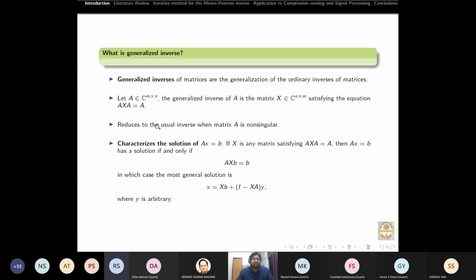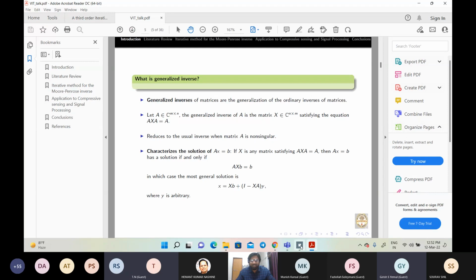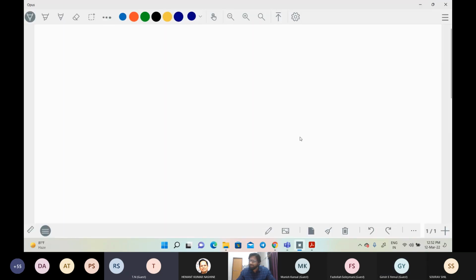Now, why do I say this? It is generalizing the ordinary inverse. Because if you ask me what is the generalized inverse of a matrix which is non-singular, then what do you think? What will be the generalized inverse of a non-singular matrix? What's your opinion? If I'm asking you what is the generalized inverse of a matrix which has an inverse, right? Because it is generalizing. So what do you think?